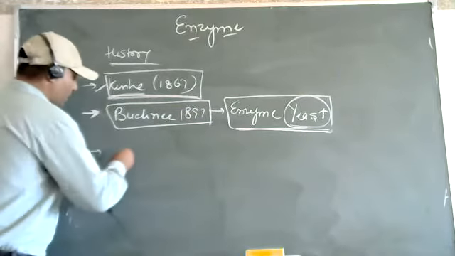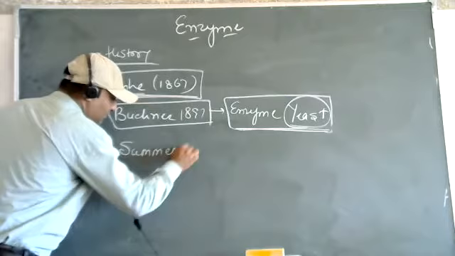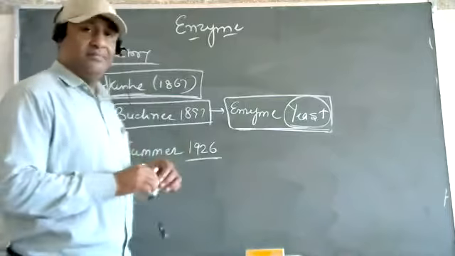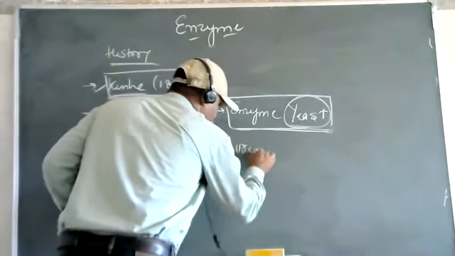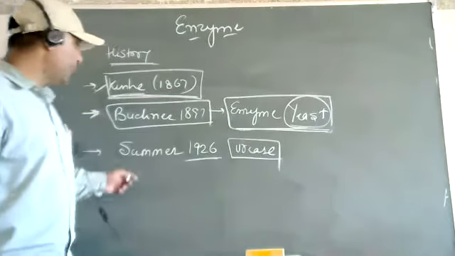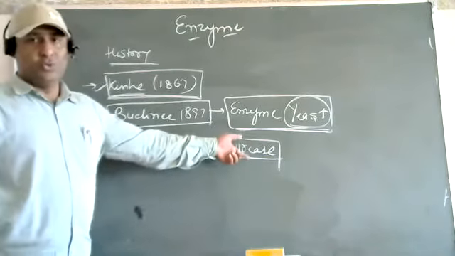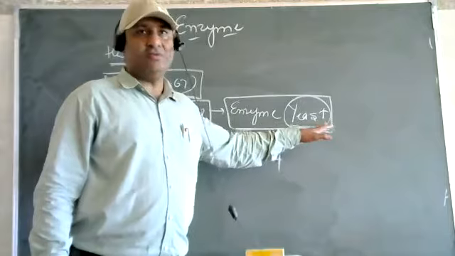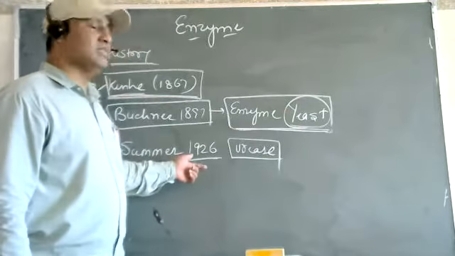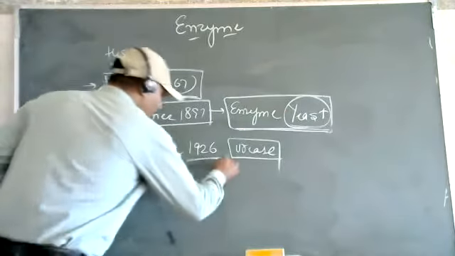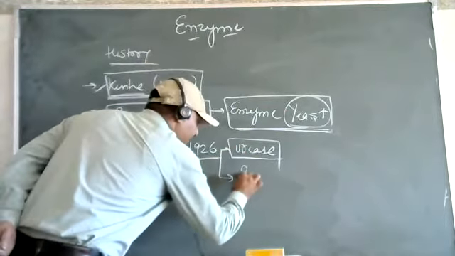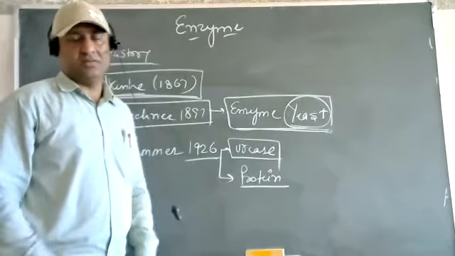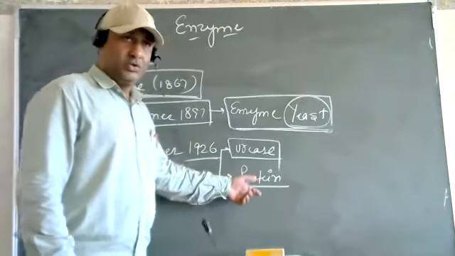Now third, Sumner in 1926 extracted the enzyme urease in crystalline form. Buchner extracted it from the yeast, but it was not in crystalline form. The crystalline form enzyme was extracted by Sumner in 1926, which is urease. Second, Sumner also revealed that all enzymes are of protein nature. That means the enzyme is made of protein. So it was proposed by Sumner.